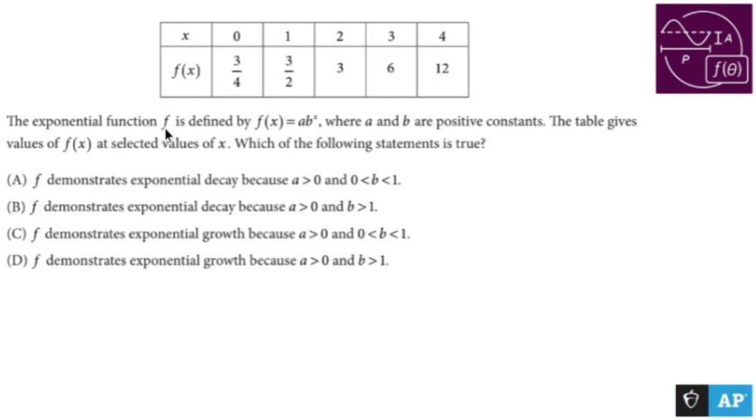The exponential function f is defined by f of x equals a b to the x, so the typical exponential function formula, where a and b are positive constants, very important. The table gives the values f of x at selected values of x. Which of the following statements is true?